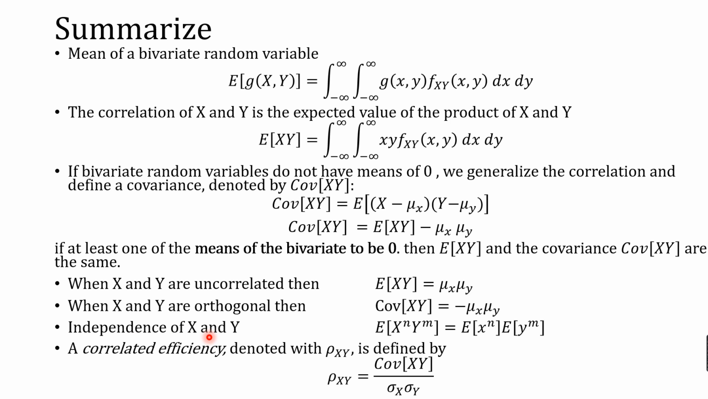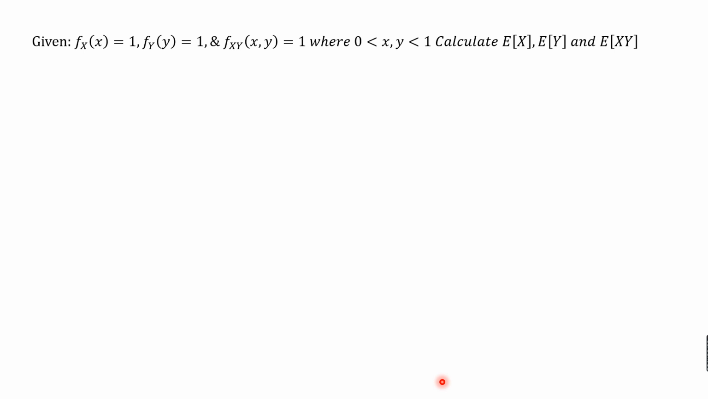Then the correlation coefficient can be defined as covariance of xy divided by sigma of x and sigma of y. It is nothing but the standard deviation of x and the standard deviation of y. Always it varies from plus or minus 1. Keeping all those points in our mind, let us solve one problem here. Fx of x, fy of y, and a bivariate probability density function are given here, where x and y vary from 0 to 1.